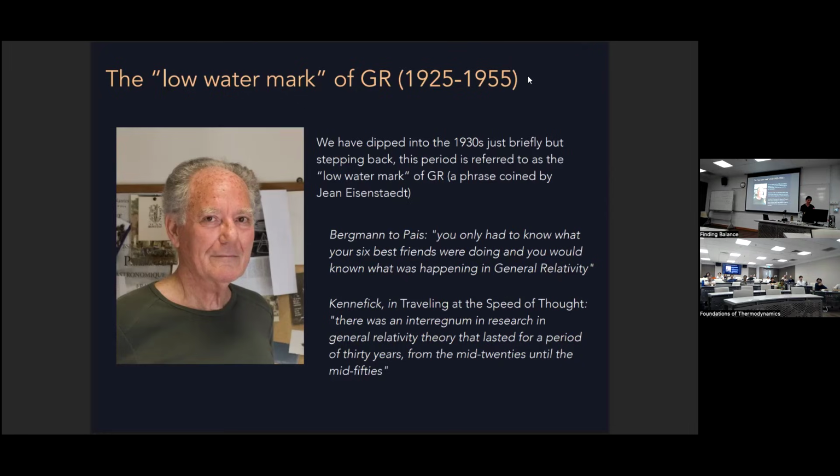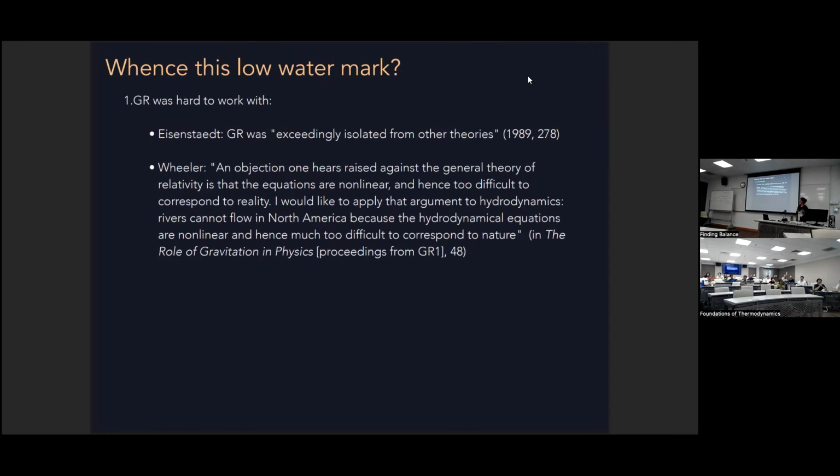Kennefick, in his book Traveling at the Speed of Thought, says there is an interregnum in research on GR theory that lasted a period of 30 years from the mid-20s to the mid-50s. So various historians have made this claim. So why is this? What was going on? So there's a few things, and I'll give the big picture story and then go into some of the details. So GR is at this time pretty hard to work with, and this comes in 2 flavors. So Eisenstaedt says it's exceedingly isolated from other theories. So it's not making the right kinds of connections to other theories that would make you want to work on it.